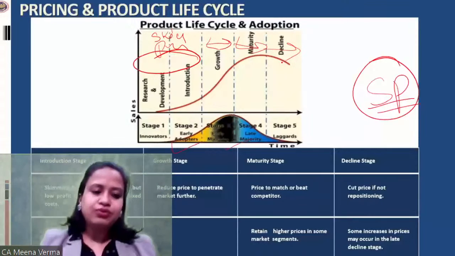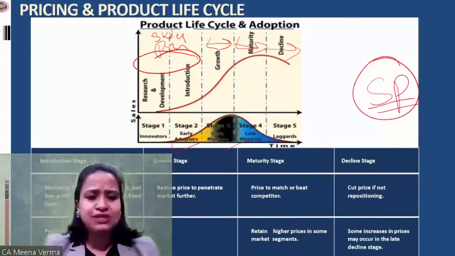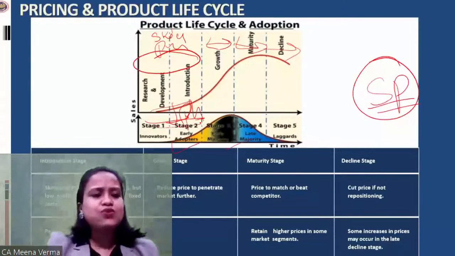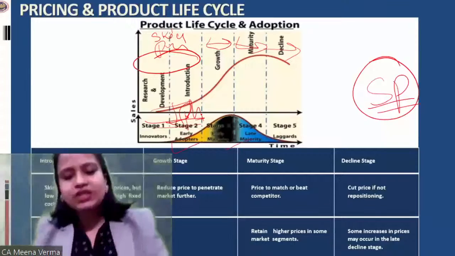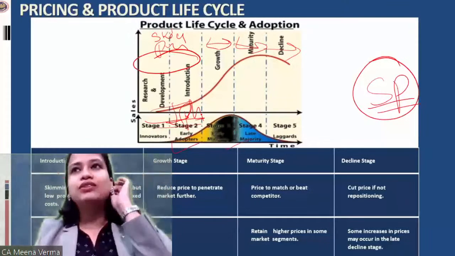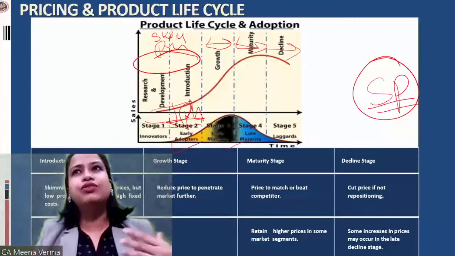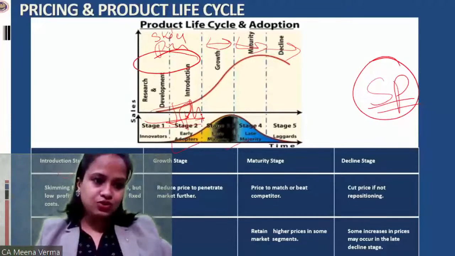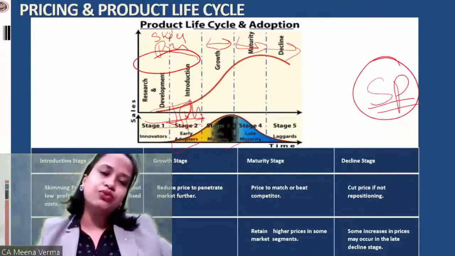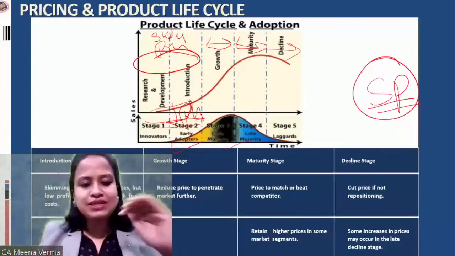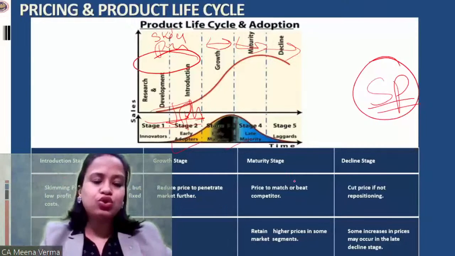In case you are following the skimming pricing strategy, like Apple's iPhone, the price was very high, and gradually nowadays you can see the price of the iPhone is not so high. When they first introduced their 5s or some phone, it was like 40 or 50,000, so expensive, but now you can buy the same phone today for 10 or 20,000. So they have reduced their price now because they have reached the growth or maturity stage.